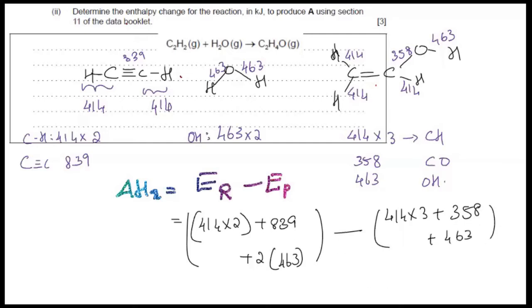When we add up these data, we will get 2593. This is the energy value for the reactants, minus this side, which would be 2677. And when I calculate this, I end up with minus 84. Now, the unit is kilojoules per mole. And being a combustion reaction, it's an exothermic reaction. So the value is negative, minus 84, because it is an exothermic reaction.